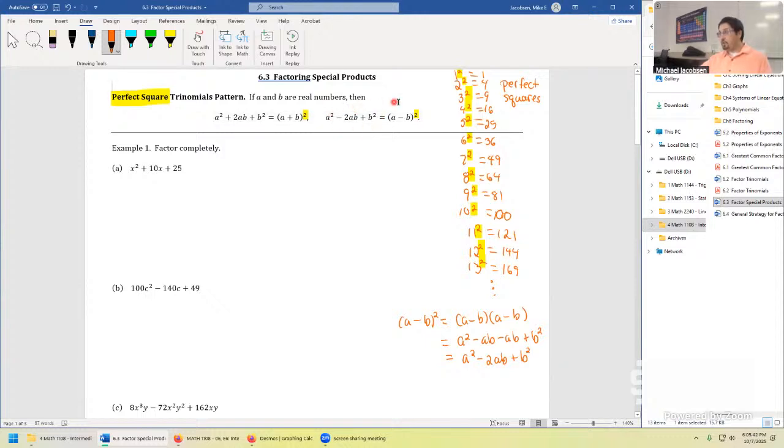So anything of this form can be immediately factored down to a minus b squared. And likewise, in this format, this factors down to a plus b squared. I believe the only thing different between both versions is the sign that's in the middle here and here. So that's how the formula goes.